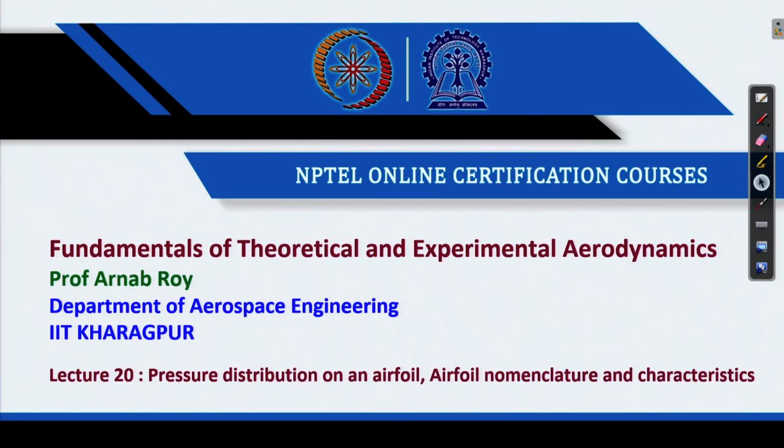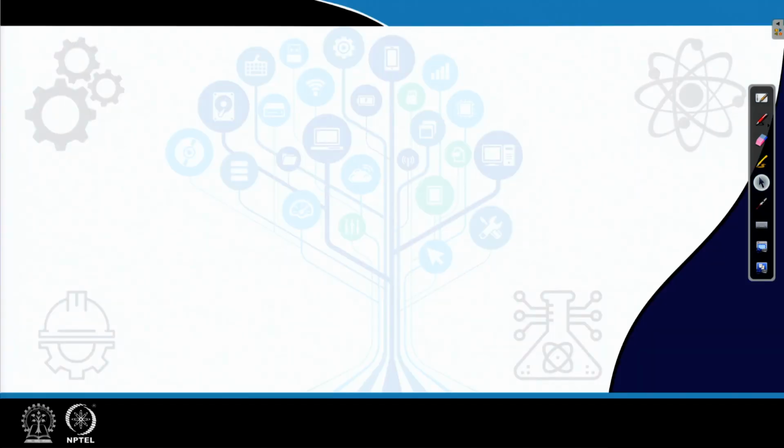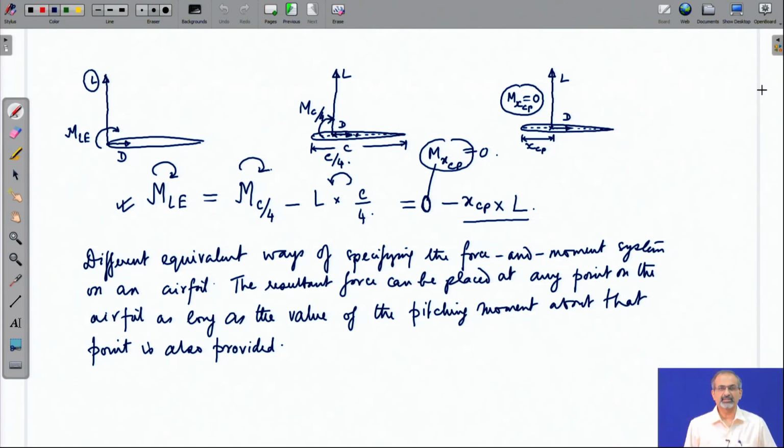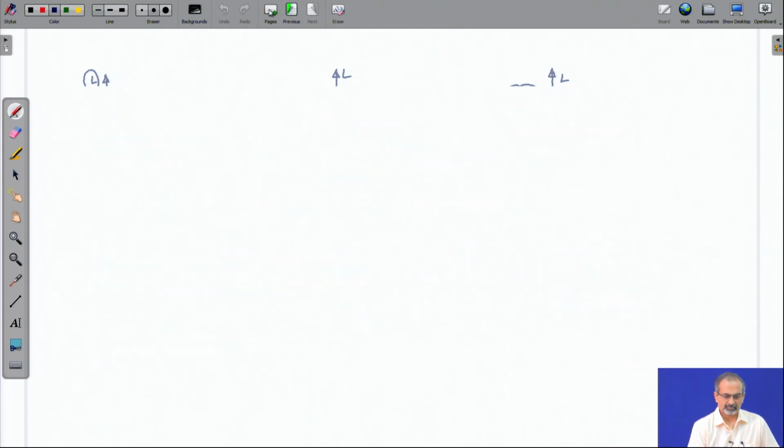In this lecture, we will discuss the pressure distribution on an airfoil, and further we will discuss airfoil nomenclature and airfoil characteristics. So, in the previous lecture, we had discussed the concept of center of pressure, and we also discussed the geometry of an airfoil. We very importantly introduced the concept of camber.